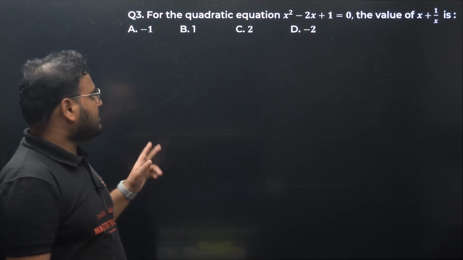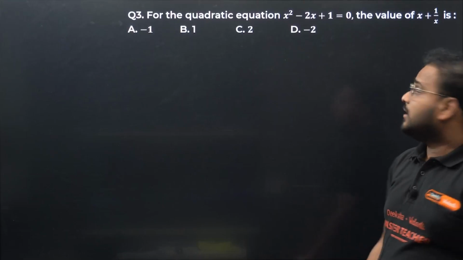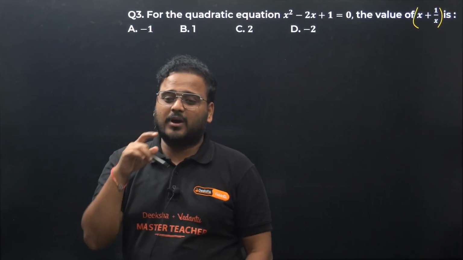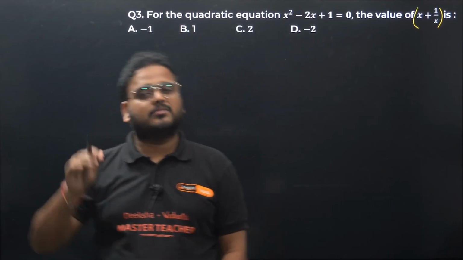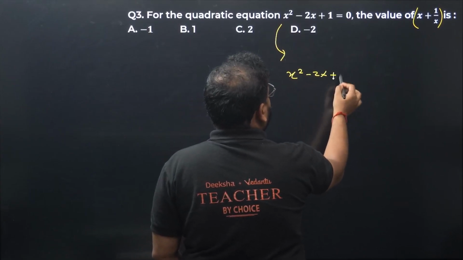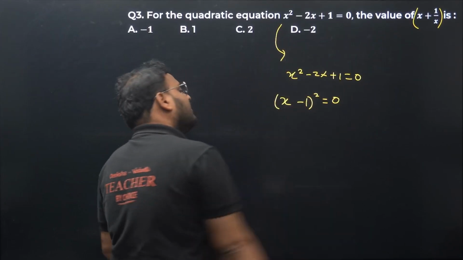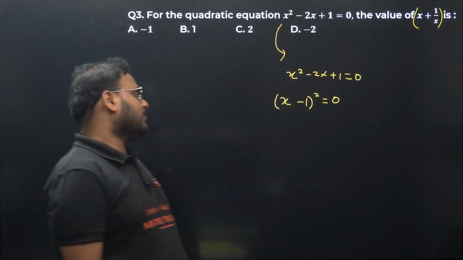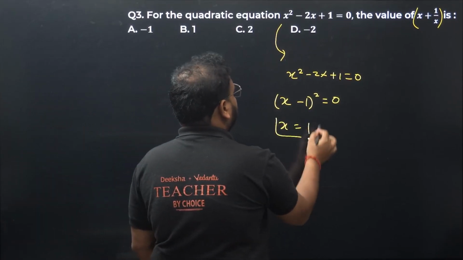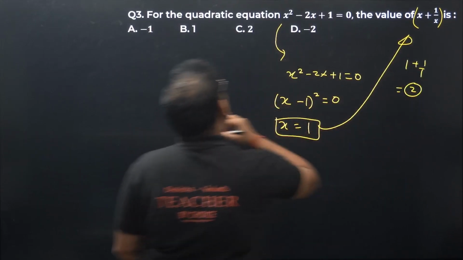Moving on to question number 3 now. For the quadratic equation x square minus 2x plus 1, the value of x plus 1 by x is what? Looking at this, I know a few of you must have got that. We could use x plus 1 by x the whole square, something like that, but it's not required. Just bring it over here: x square minus 2x plus 1 equal to 0. It's nothing but x minus 1 the whole square, an identity of second degree. What do you get? x equals 1. Substitute here. It will become 1 plus 1 by 1. What is the answer? Simply 2. Option is C.